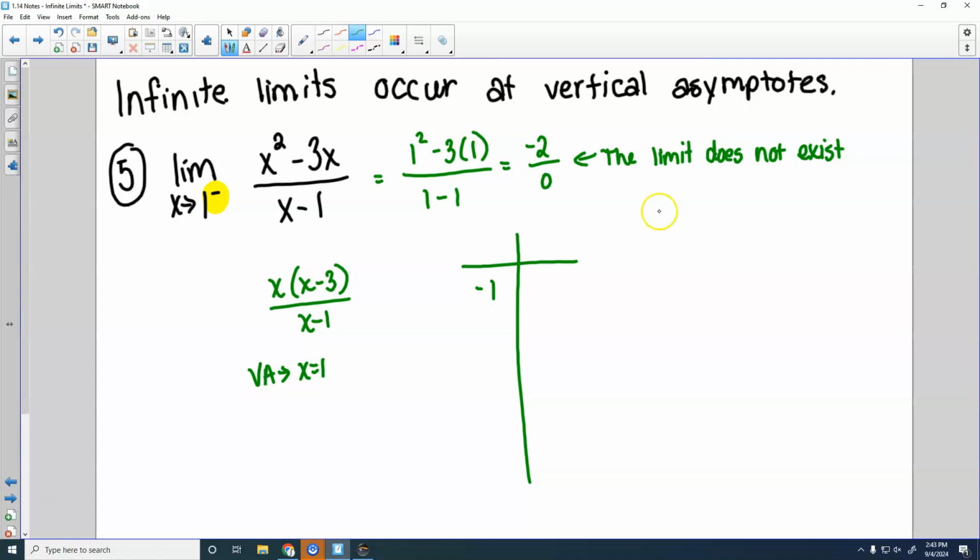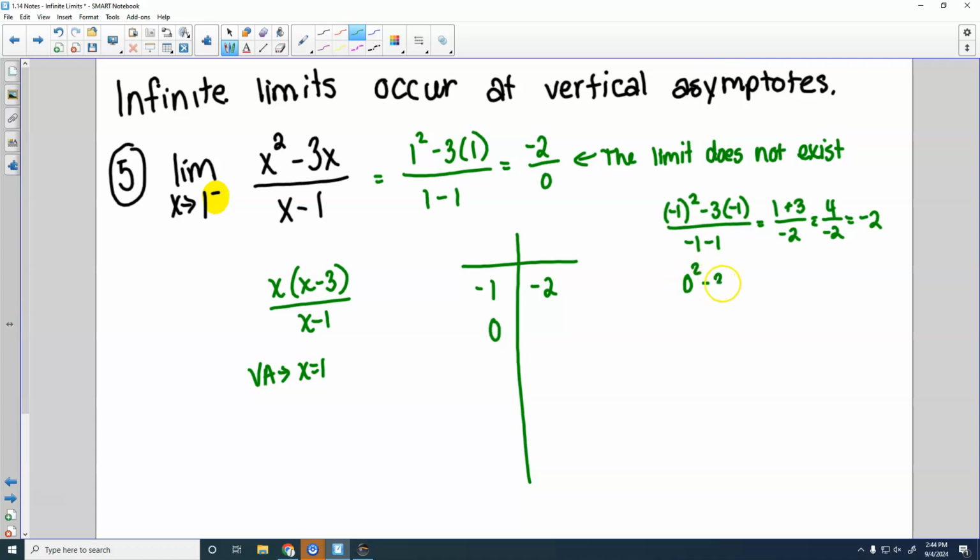And if I plug in -1, I've got -1 squared minus 3 times -1 over -1 minus 1. That is going to be 1 plus 3 over -2. So 4 over -2 will give me -2. That tells me nothing so far, right? But I've got to have a place to start from. Let's try 0 here. For 0, that's a little easier to plug in.